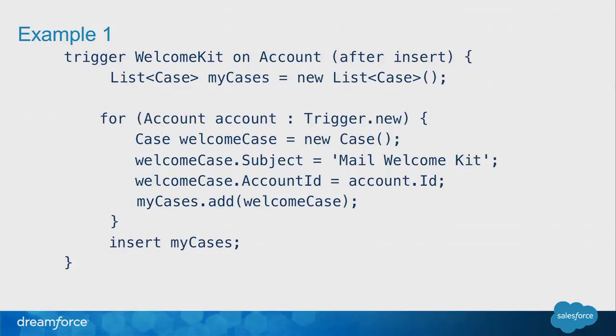It says what I want to do is create a list of cases. For every single account that's inserted, I want to create a welcome case. It's saying, for all of the accounts in Trigger.new, create a case. Because it's on after insert, I have the ID, and it's using Account.id there. And then it's inserting the cases.